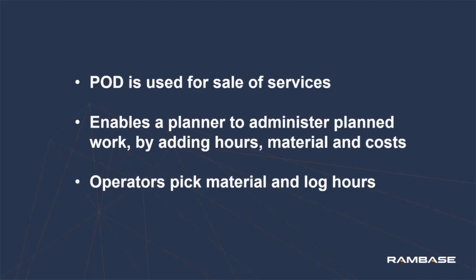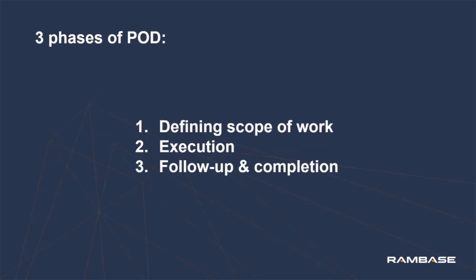Project Order is used for sale of services. It enables a planner to administer planned work by adding hours, materials, and costs. Operators can pick material and log hours. There are 3 phases of a project order.